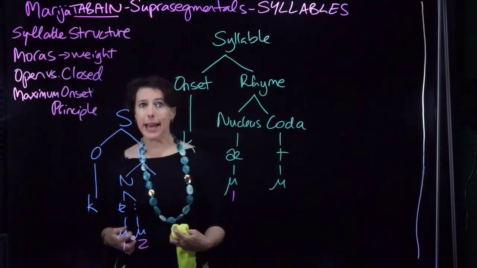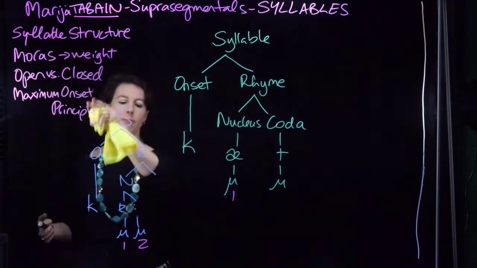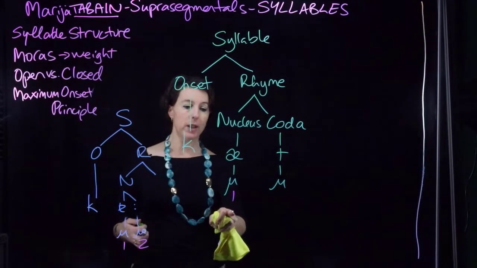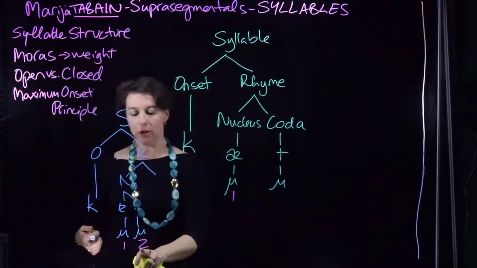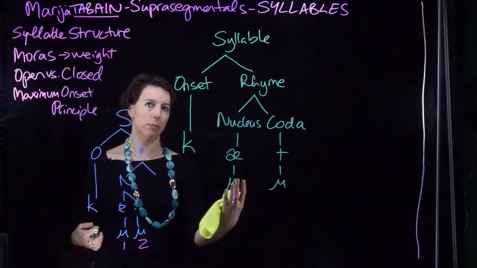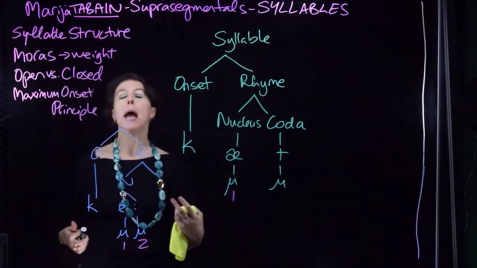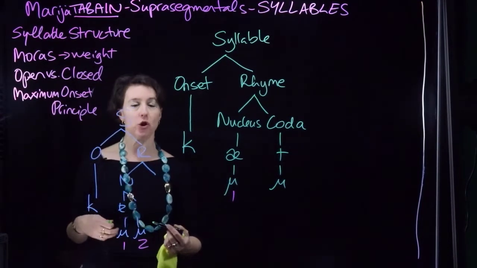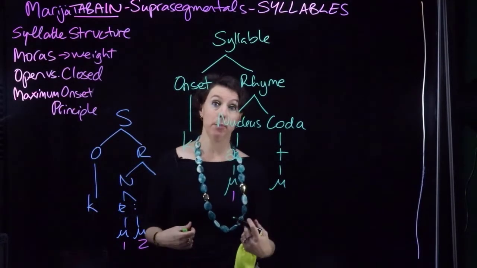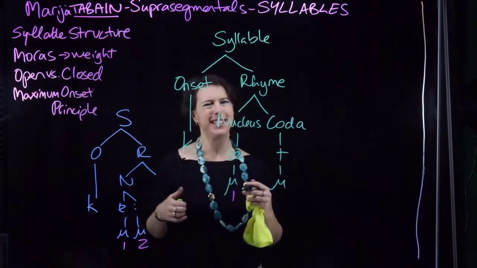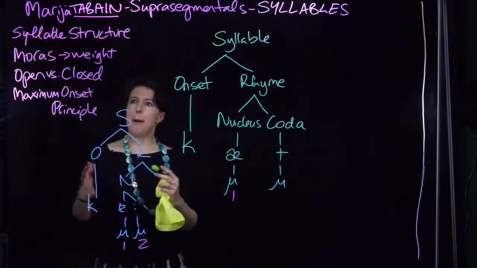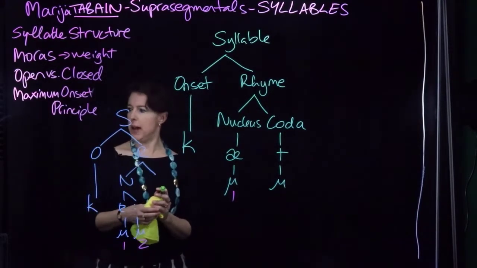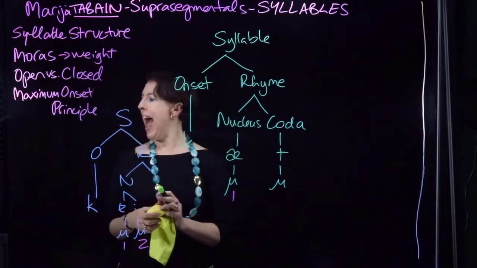So many languages pay attention to syllabic weight. We would call this a light syllable, just 1 mora. And with 2 moras, we would say it's a heavy syllable. Many languages pay attention to the number of moras in the syllable for their minimal word requirements. What is the minimal possible word in the language? So that's a little bit of typology there.